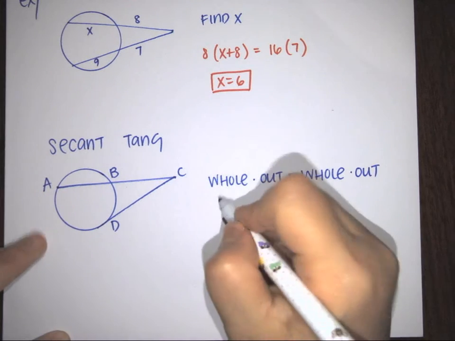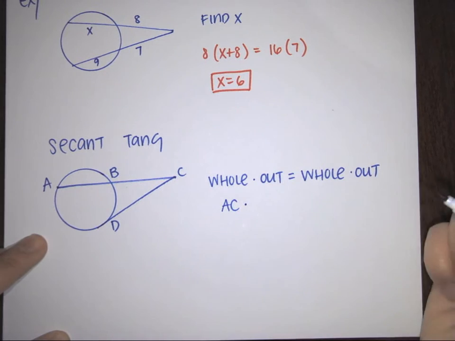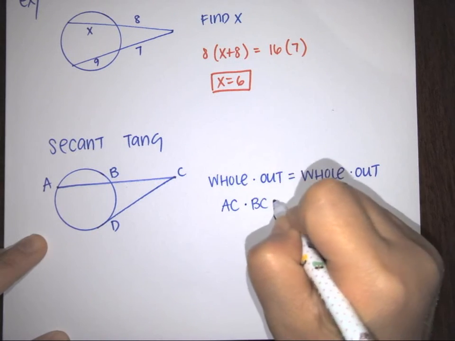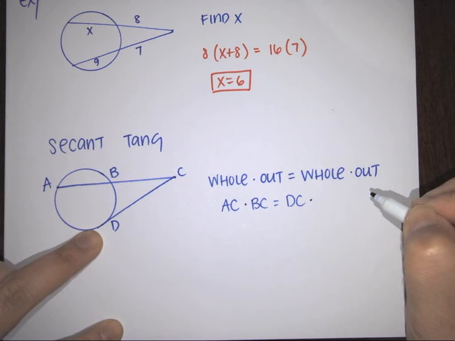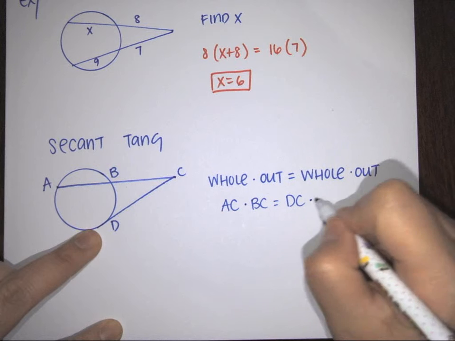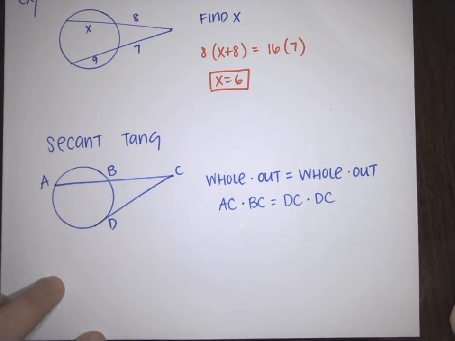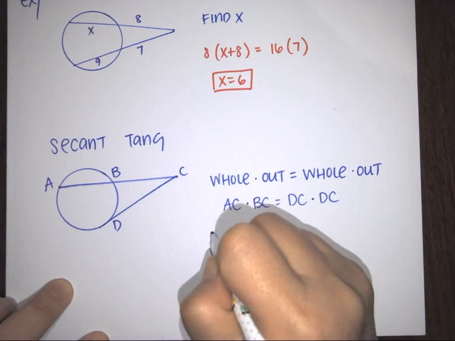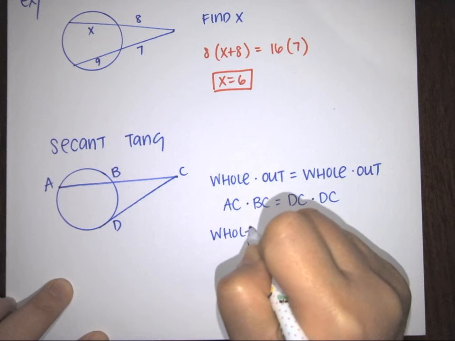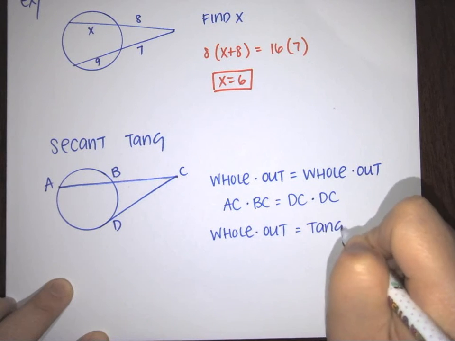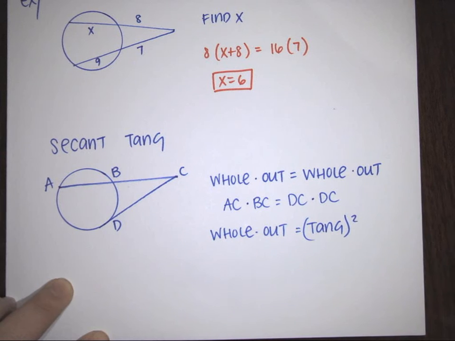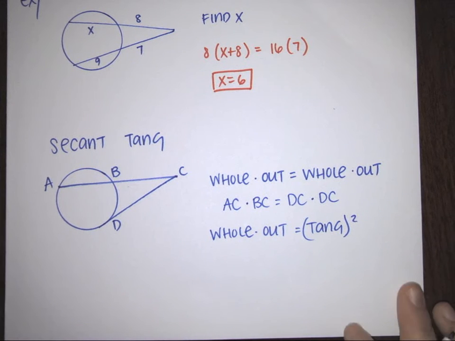So the whole secant is AC. The portion outside is BC. The whole tangent is DC. The whole tangent is outside, so it's DC again. So I guess we could rewrite that as whole times outside equals tangent squared. Either way, whichever one is easiest for you to remember.